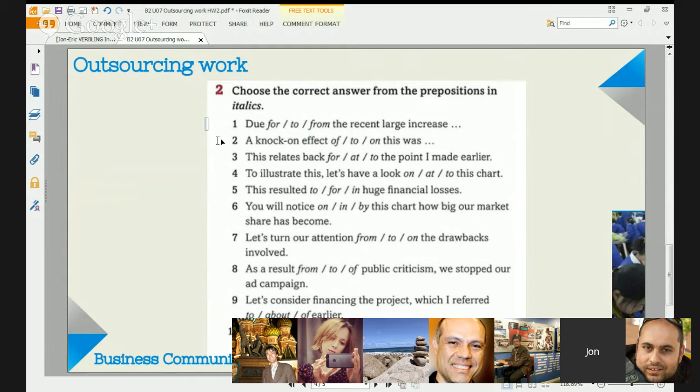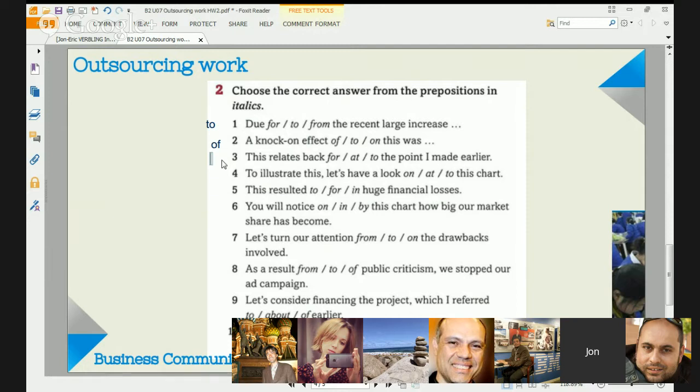Due to the recent large increase. Good, that's it. Sylvia, number 2. A knock-on effect of these was. Knock-on effect of. Do you remember that from yesterday? Or were you guessing? No, I'm guessing. But you're right. It's correct. The knock-on effect of. That's right.